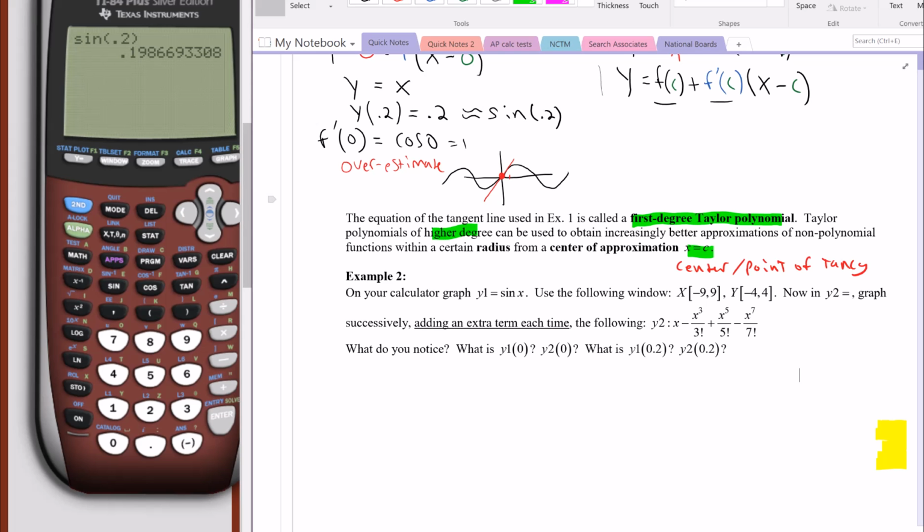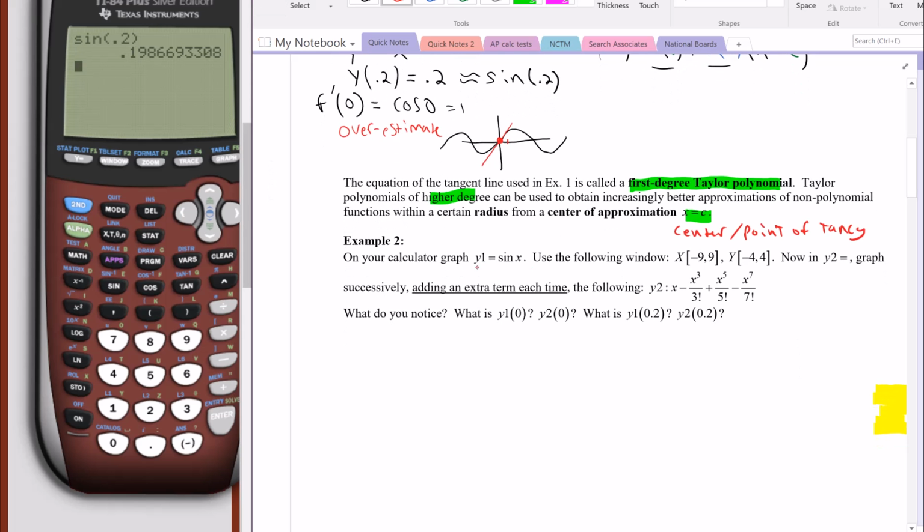Okay, so on our calculator, we're going to graph sine of x. Use this window, right? So do this also, and then under y2, we're going to graph this function here by successively adding terms, right? So we're not going to do them all at once. We're going to keep doing each piece. So we already did the first term, the x. Now we're going to do the next term, which is x minus x to the third divided by 3 factorial. All right, we're going to graph that and see what that looks like.